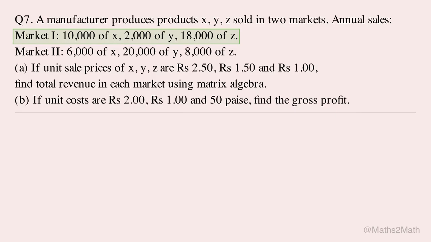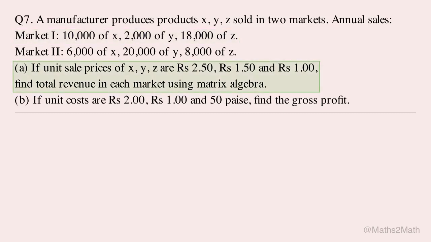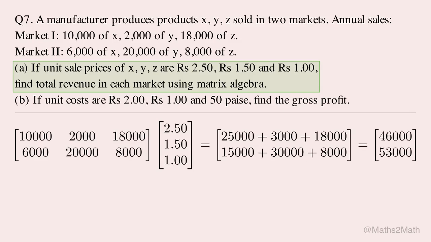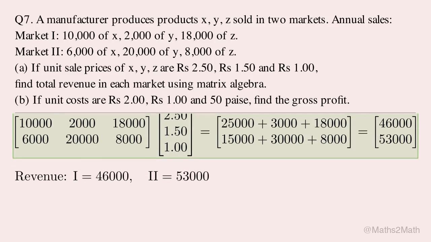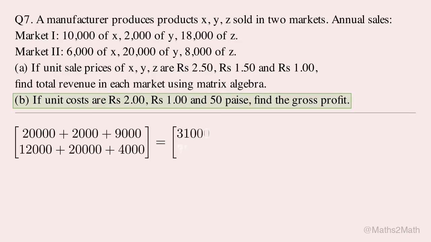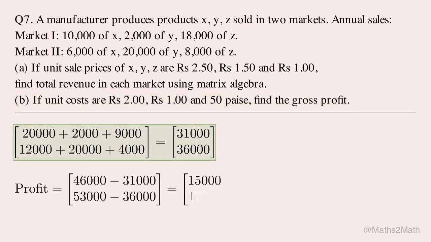Question 7, the applied one. Sales quantities in 2 markets, prices and costs per unit. Revenue is the sales matrix times the price column. Profit compares it against costs. Revenue, the 2 by 3 sales matrix times the price column, all products written. So market 1 brings 46,000 rupees and market 2 53,000. Costs next. The sales matrix times the cost column with every product written, 31,000 and 36,000. Gross profit is revenue minus cost in each market.